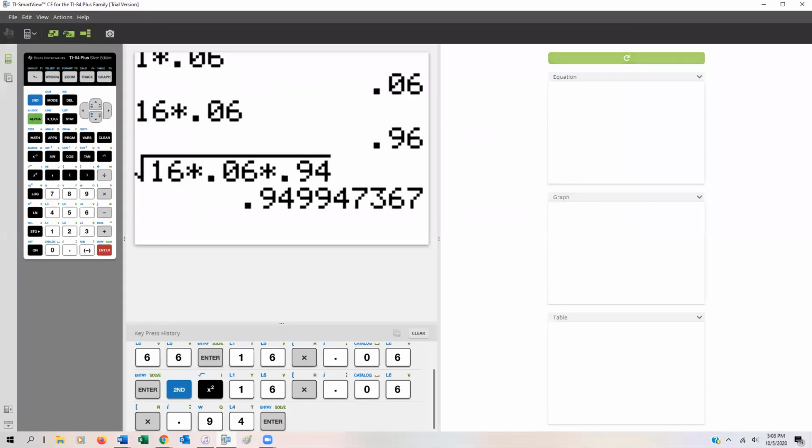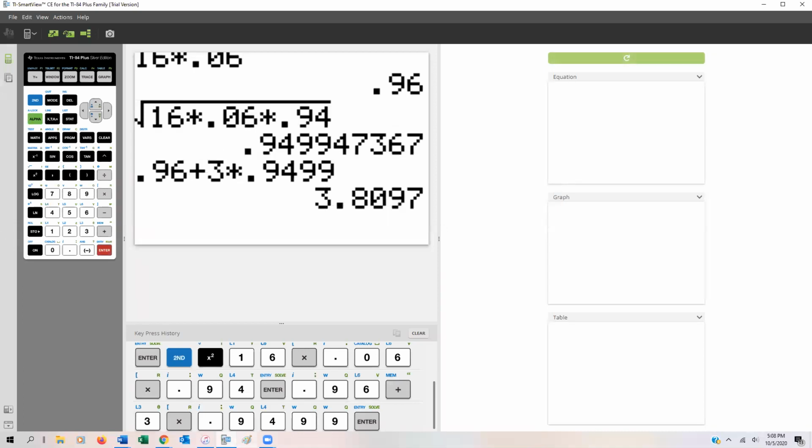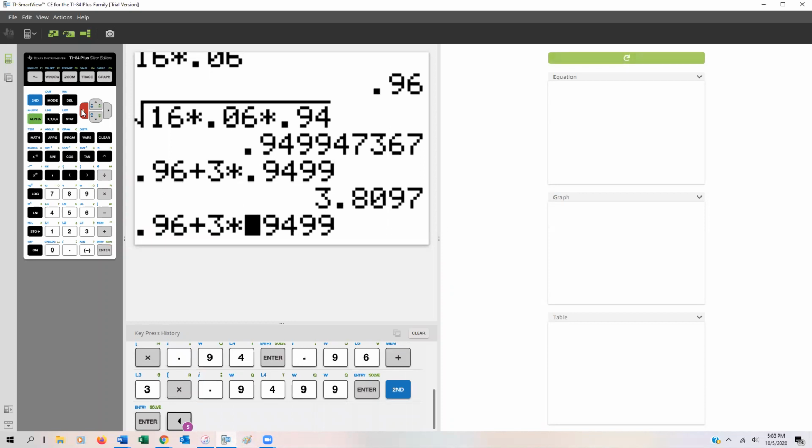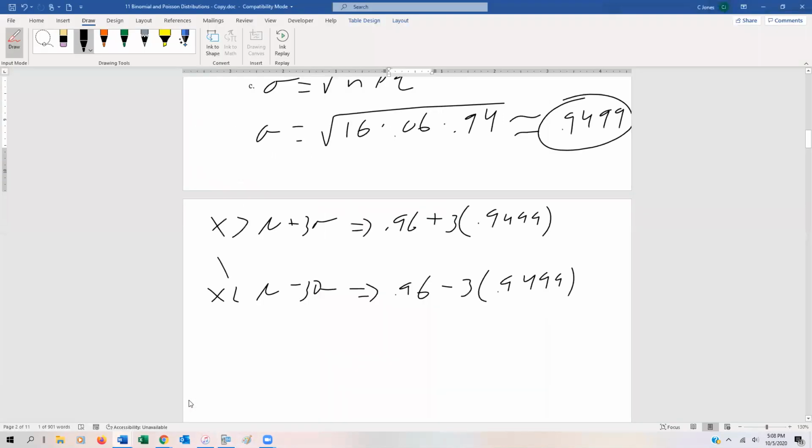All right, so we're just going to go in our calculator. We have 0.96 plus 3 times 0.9499. And that's going to be the upper bound, 3.8097. So we could just say 3.81. And then we can do that trick where we just hit second, enter, and we could just change that plus into a minus. And that's probably going to be a negative number, so it's not even going to make any sense. So we have negative 1.89. So we have x is greater than 3.81, and then x is less than negative 1.89.